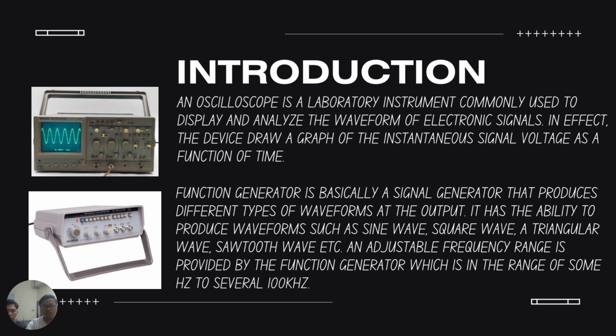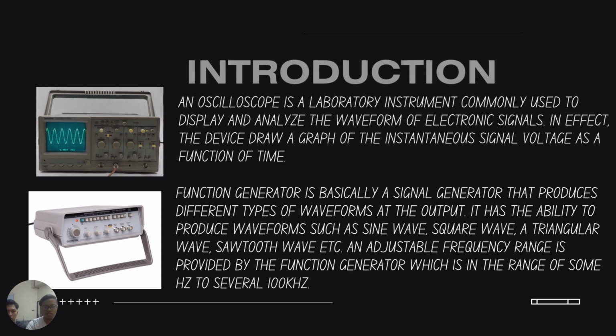A function generator is basically a signal generator that produces different types of waveforms at the output. It has the ability to produce waveforms such as sine wave, square wave, triangular wave, sawtooth wave, etc. An adjustable frequency range is provided by the function generator, which is the range of some Hertz to several hundred kHz.